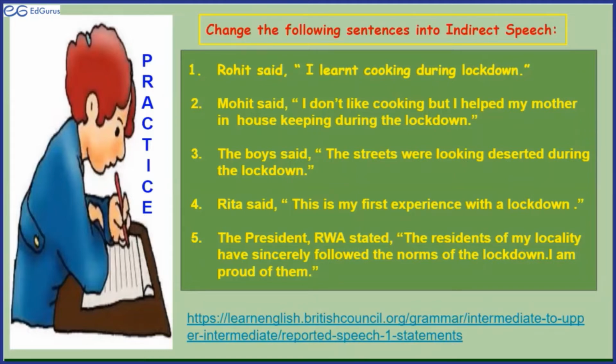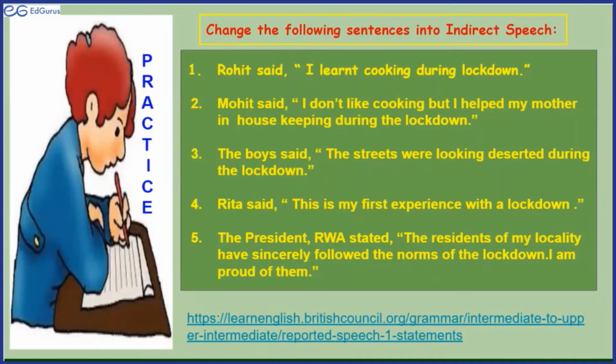Good going. The boys said the streets were looking deserted during the lockdown. The boys told that the streets had been looking deserted during the lockdown. Right. Very good. Were looking is changed into had been looking.